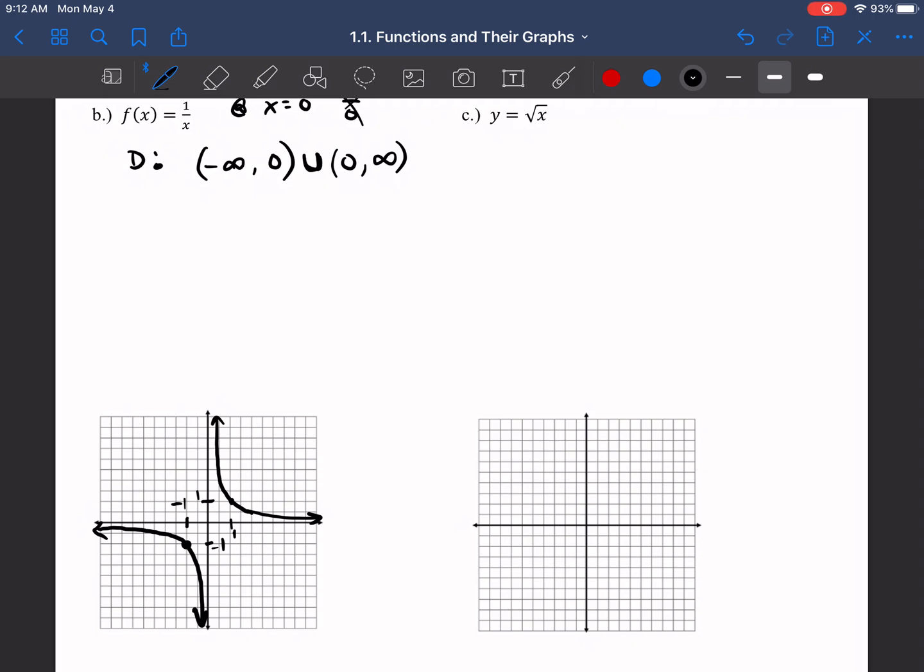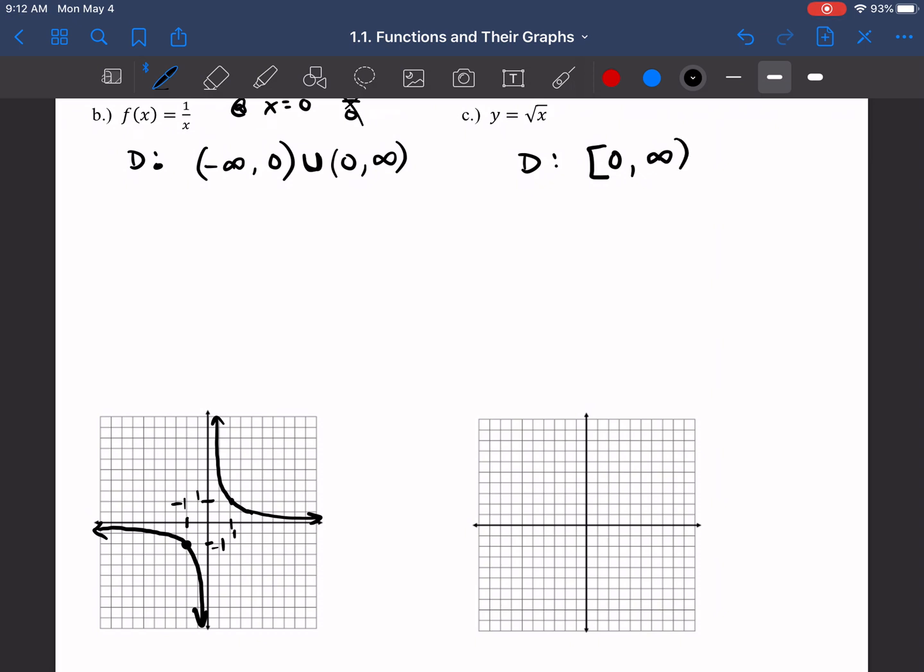The next one is y equals the square root of x. Here, we cannot take the square root of negative numbers. We don't know how to deal with that. It gives us a complex number, so we're not messing with that. So the domain is going to be everything from 0. We can take the square root of 0. It's 0, but we can't take the square root of anything below it. So we can include 0 and go on out to infinity.